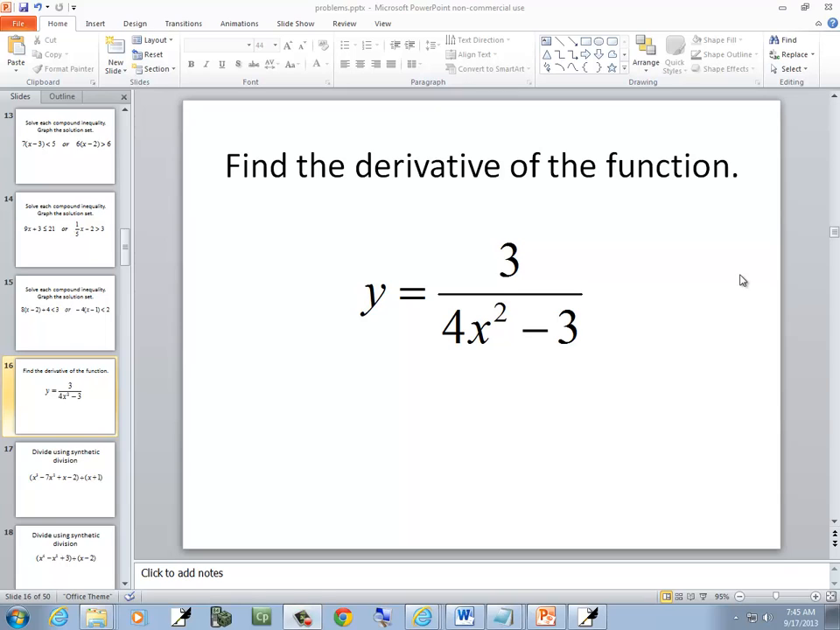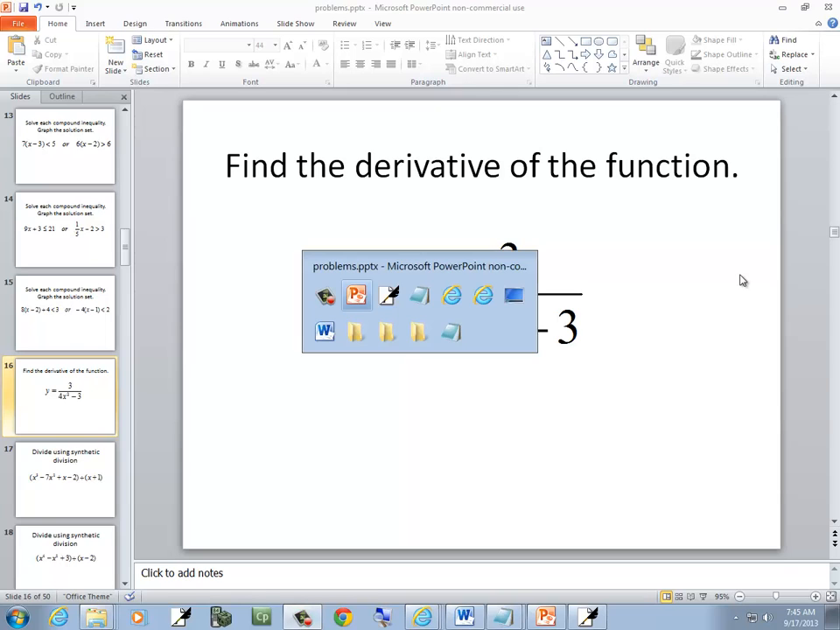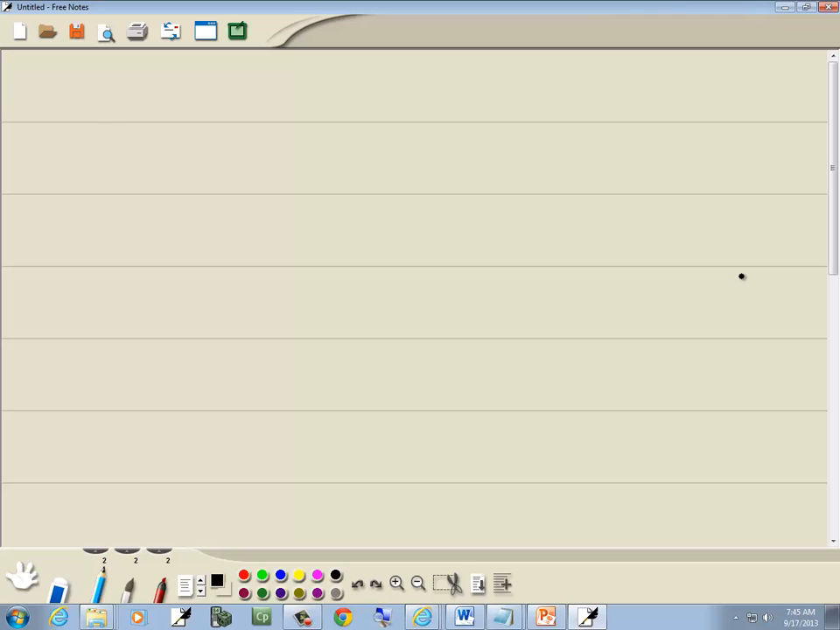In this problem, we want to find the derivative of the function. These may not all be the chain rule, so you have to keep an eye out. You've got y equals 3 over 4x squared minus 3. Now we definitely could use the quotient rule here. This would be p, this would be q, and then we progress from there. I wouldn't say that would necessarily be very difficult either. I'm going to show you how to use the chain rule on this one though.